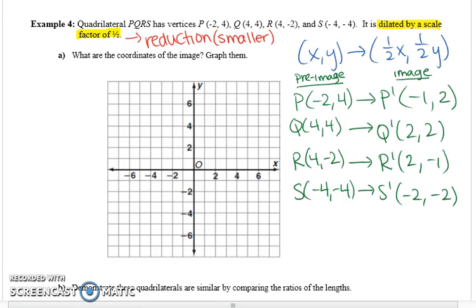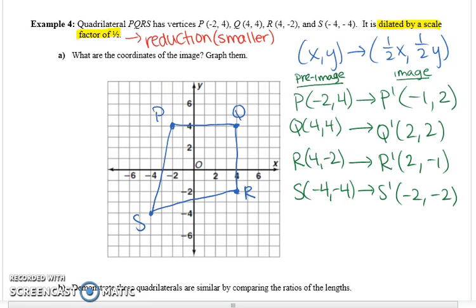So now we're going to graph the pre-image and the image. The pre-image, point P was -2, 4. Q is 4, 4. R is 4, -2, and S was -4, -4. So connecting my vertices gives me a quadrilateral PQRS that looks like this.